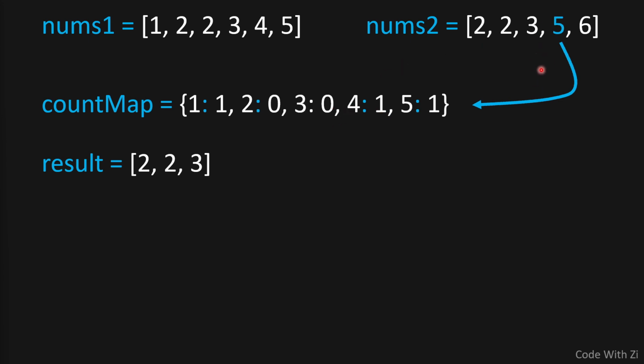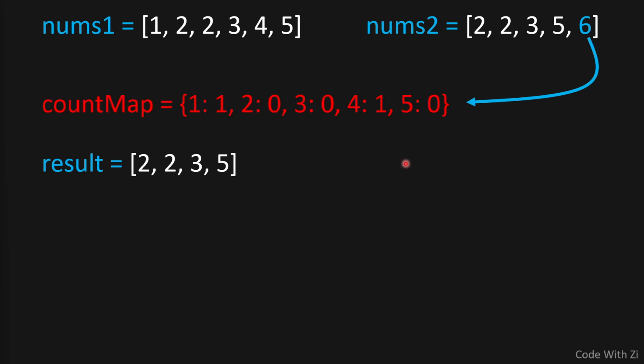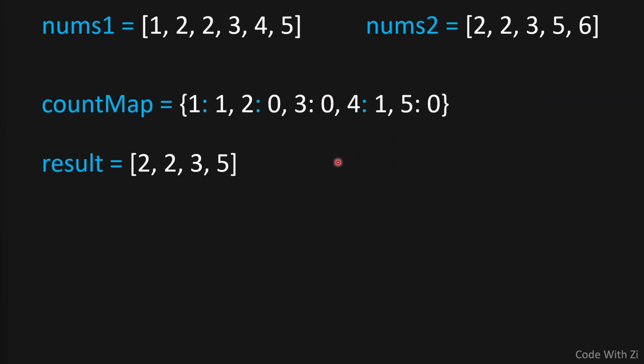We're going to be like, does 5 exist here, and is the count greater than 0? Yep, it is. So we're going to be like, awesome, let's add it to result because it's a common number, and let's decrement this. Then in this round, we're going to be like, does 6 exist here? Well, not really, because it doesn't exist. We're not going to do anything. And then after we're done with this loop, we're just going to return result like so.